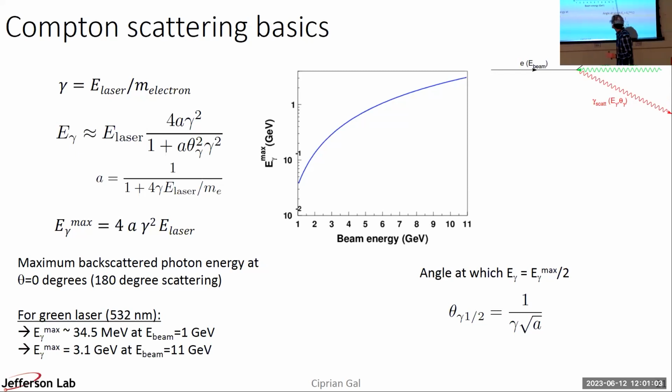3 GeV. And if we make a plot of beam energy as a function of Emax, so the maximum photon energy as a function of beam energy, this is what it looks like, right? So the higher the beam energy, even if you have a fixed laser, the more energy it'll impart on the photon.